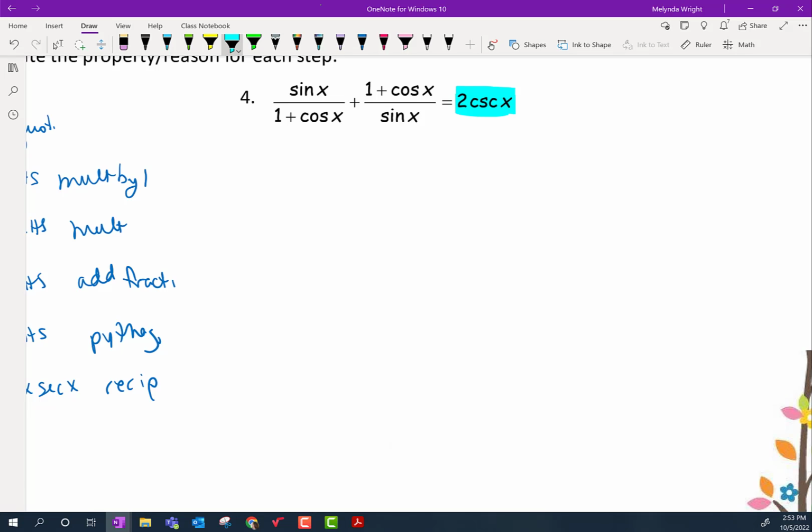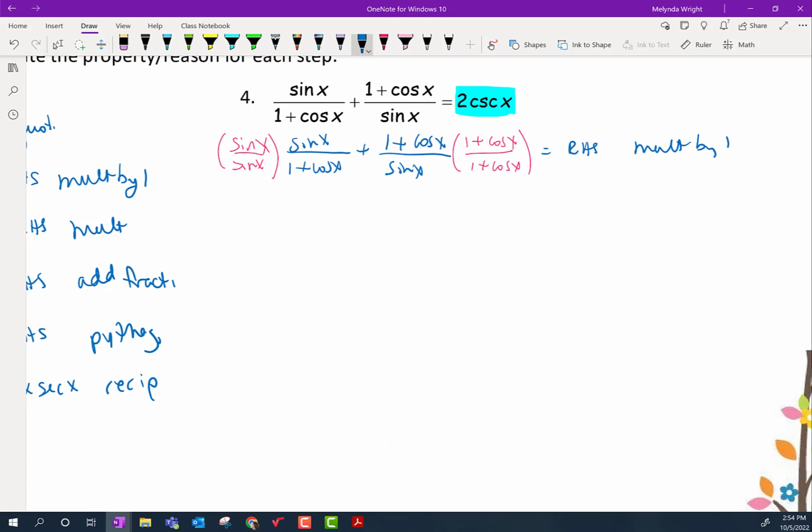As I look at the right side, it's 2 cosecant. I look at the left side, I have 2 fractions that are added. I'm going to have to add them together, right? I can't have 2 fractions turn into 2 cosecant, so I need a common denominator. So I'm going to multiply this first one by sine over sine. And the second one, I'm going to multiply by 1 plus cosine over 1 plus cosine, all of this to get our common denominator.